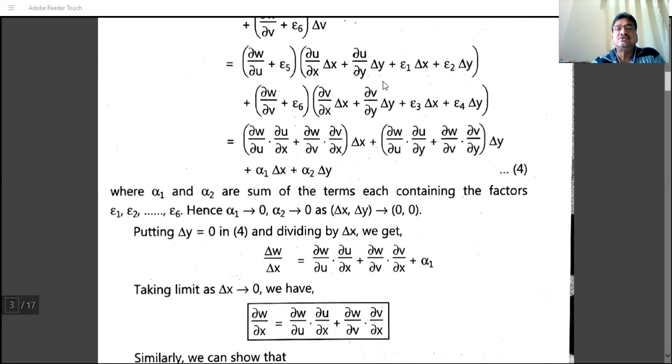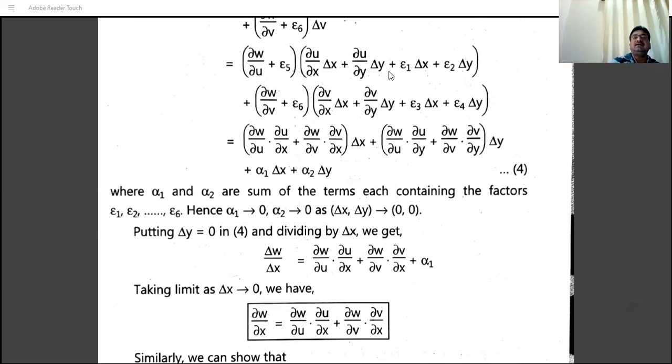This bracket contains 2 terms, this bracket contains 4 terms, and therefore their multiplication contains how many terms? 2 into 4, 8 terms. And also the multiplication of these two brackets, this bracket contains 2 terms, this bracket contains 4 terms, and therefore their multiplication contains 8 terms. What are they? This into this, first term, this into this. So write that term, ∂w/∂u ∂u/∂x delta x. Okay, then next term is what? This into this, then this into this, this into this. In this way we have the total 8 terms, then epsilon 5 into this, epsilon 5 into this.